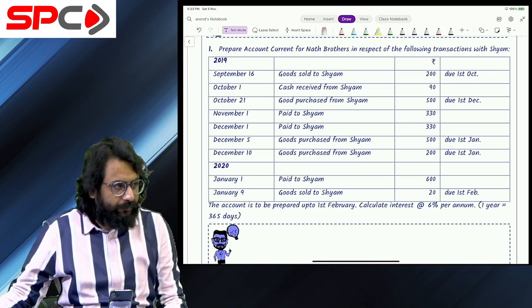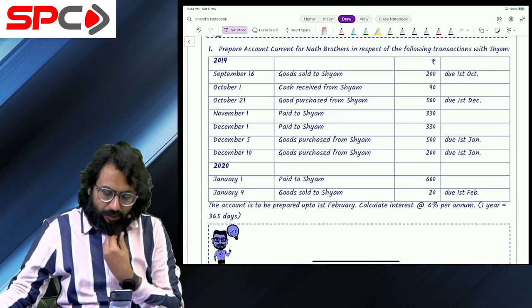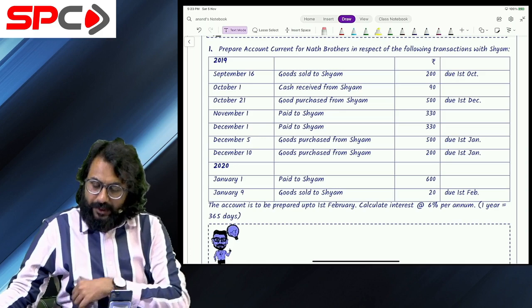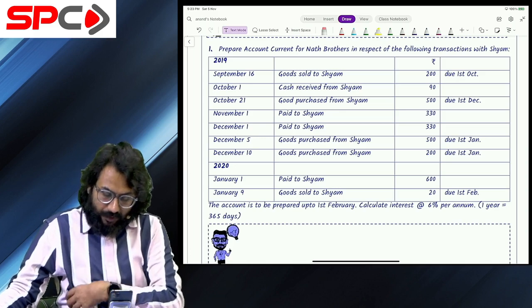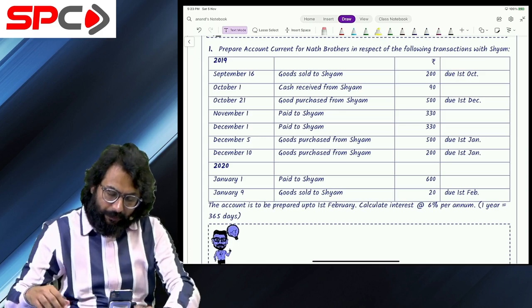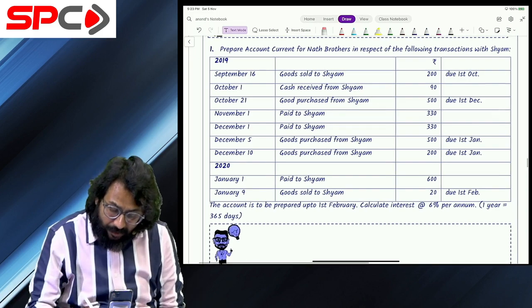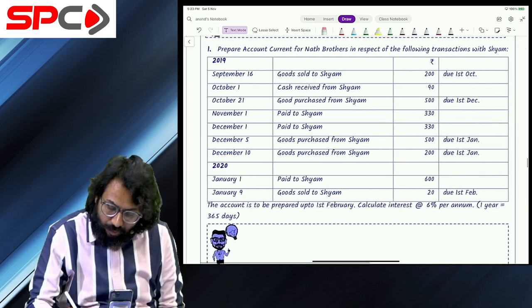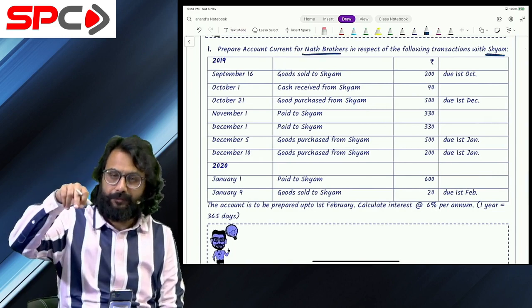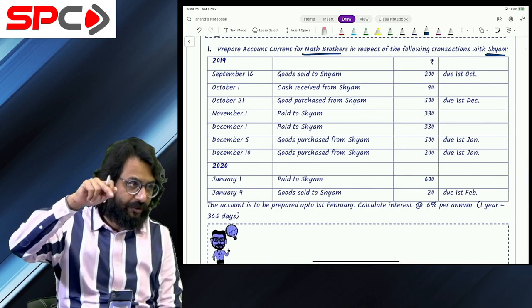Entry done. Now look, prepare account current for Nath Brothers in respect of the following transaction with Sham. September 16. Now, prepare an account current for Nath Brothers. For Nath Brothers means who is going to prepare it? Sham. So we are in the books of Sham.